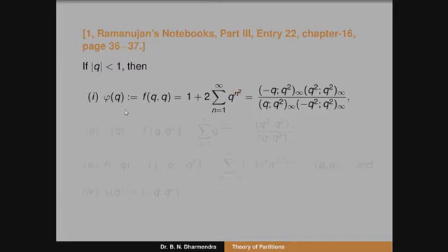Next, we take psi of q. To define psi of q, it is equal to f(q, q cubed). That means when I replace a by q and b by q cubed, f(q, q cubed) is equal to the summation n running from 0 to infinity of q to the power of n(n+1)/2.